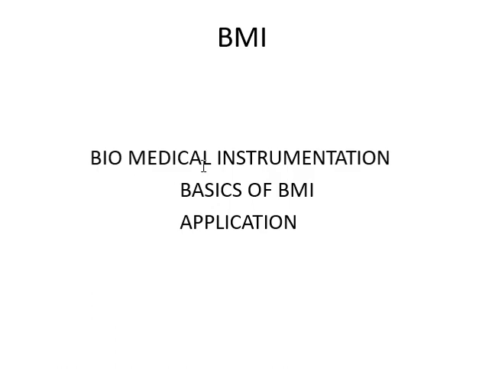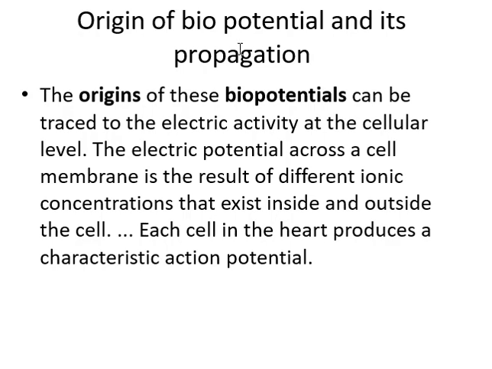Now we are going to see about biomedical instrumentation basics and applications. And the first topic is origin of biopotential and its propagation. The origin of the biopotential means electrical activity at the cell level can be traced. The electrical potential across the cell membrane is the result of different ionic concentrations that exist inside and outside the cell. Each cell in the heart produces a characteristic action potential.